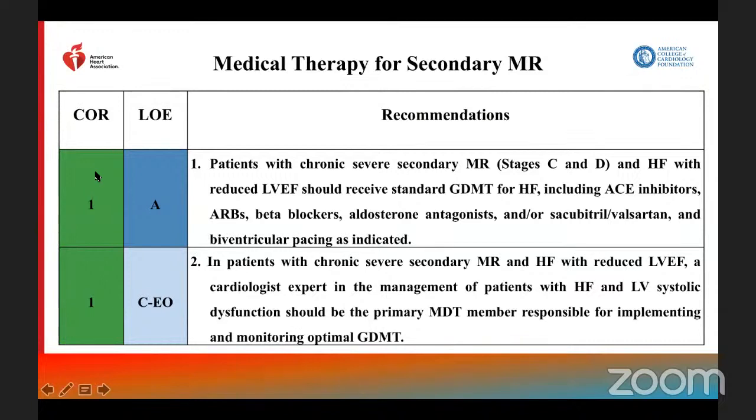In patients with chronic severe secondary MR and heart failure with reduced ejection fraction, a cardiologist expert in the management of patients with heart failure and LV systolic dysfunction should be the primary multidisciplinary team member responsible for implementing and monitoring optimal guideline-directed medical therapy, as a class 1 recommendation.